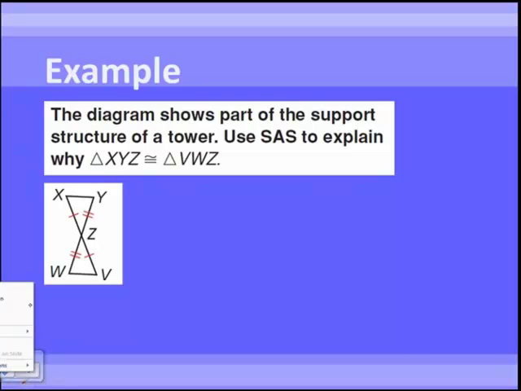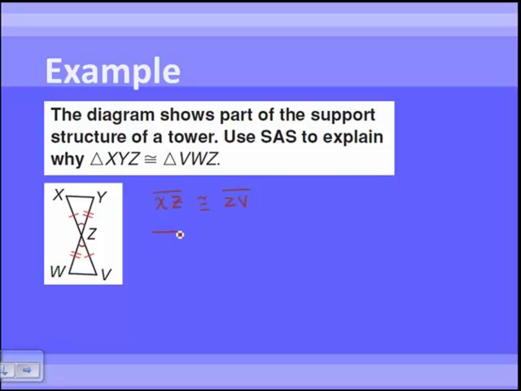Okay, so here we should be able to use this diagram to show that these two triangles are congruent. So I don't have any way of saying that XY is the same as WV, but I do have a way of saying that this angle is the same as this angle, so I'm thinking I'm going to be using side angle side.